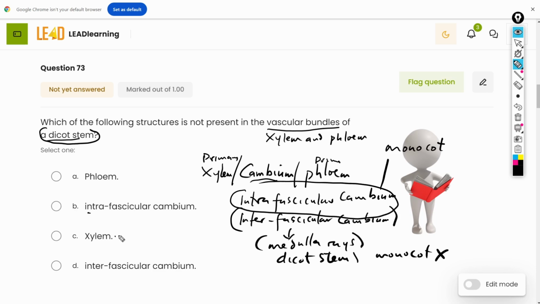Xylem is found in all of them. Phloem is found. So this one is found in the dicot stem. So our correct answer is the option B. Quite a lengthy explanation.